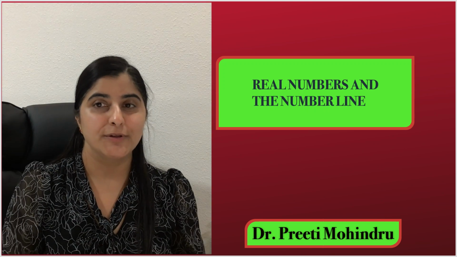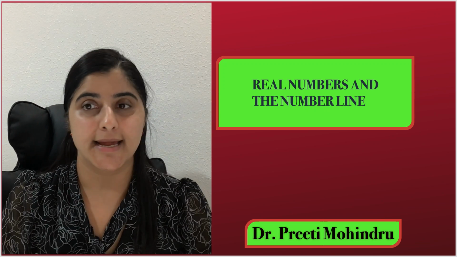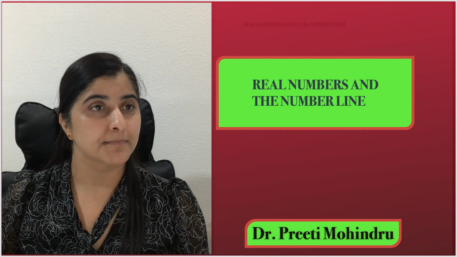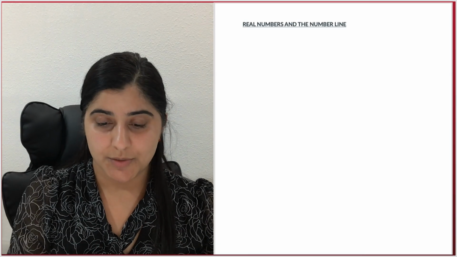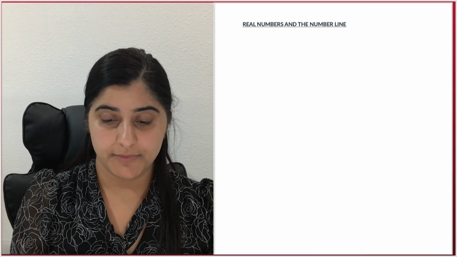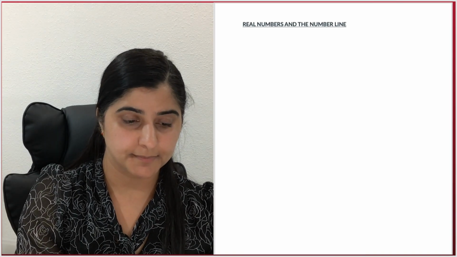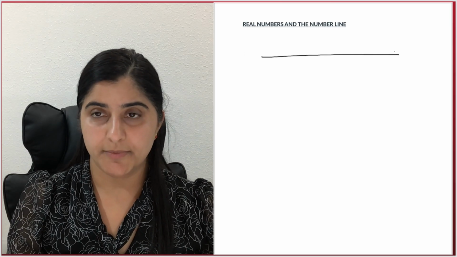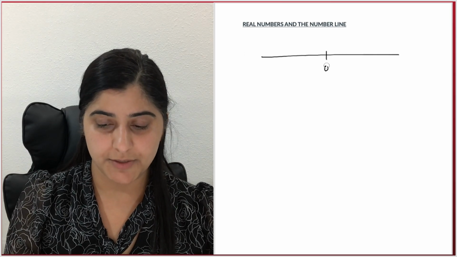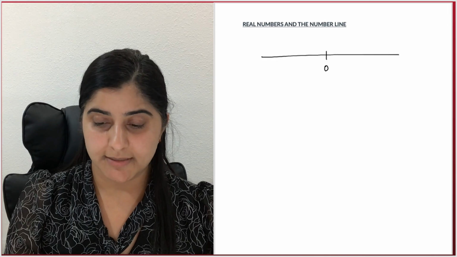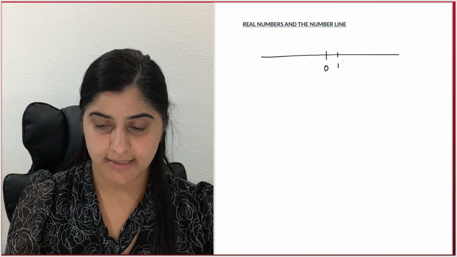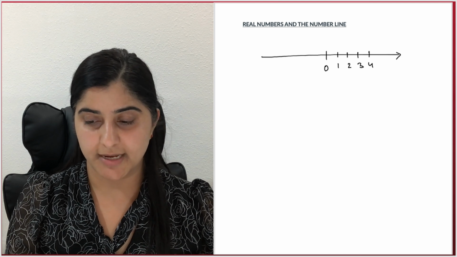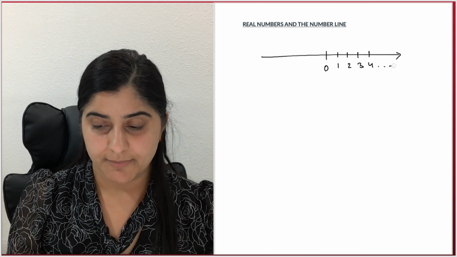Hello, in this video we will learn about real numbers and the number line. So let's first talk about the real number line. So this is a real number line. We have 0 in the middle and positive numbers on the right side. 1, 2, 3, 4, and this real number line goes on all the way up to infinity.